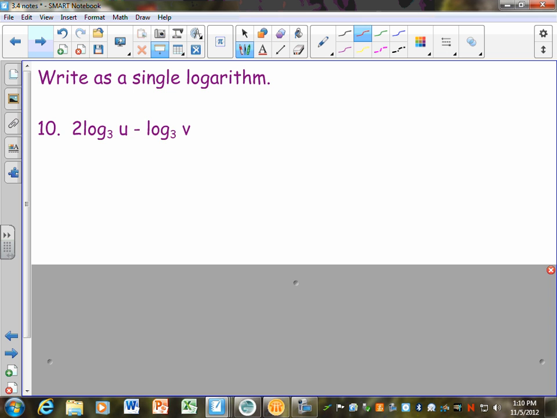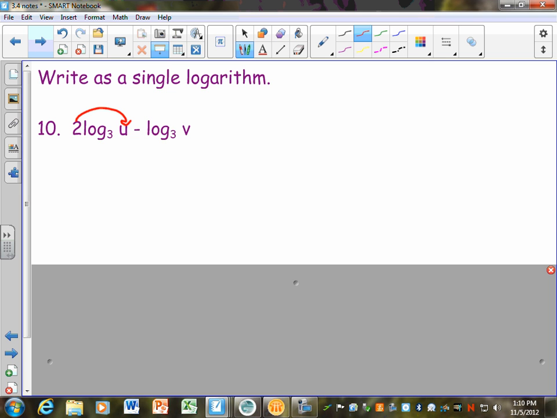Some of them are going to be pretty easy, and then a couple of them are going to be a little bit more difficult. My advice to you is deal with the exponents before you deal with changing addition and subtraction. It'll just make your life a lot easier. So when I see this problem, I see subtraction, and I know that can go back to division. But before I do that, I want to deal with that 2 first. What can I do with that 2? It's an exponent, right?